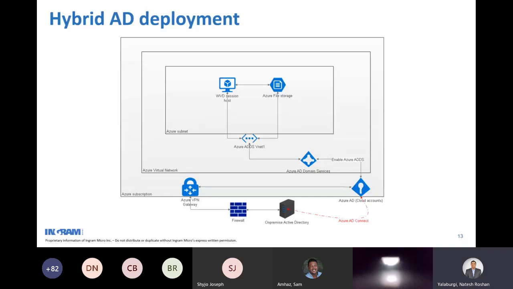Hybrid deployment looks something like this. So if you do have an on-prem Active Directory, you can still use that with the setup that I have. All you need to do is extend your on-prem Active Directory to Azure Active Directory. You can sync the users using AD Connect and then extend it to domain services.